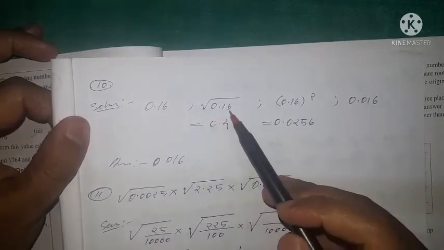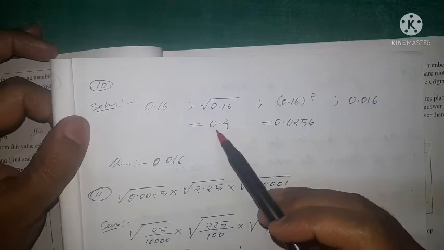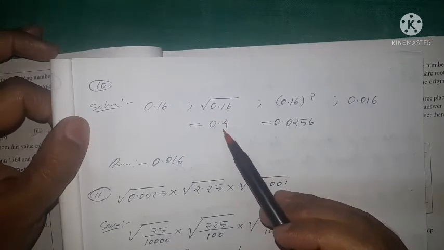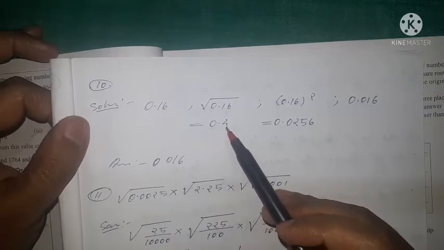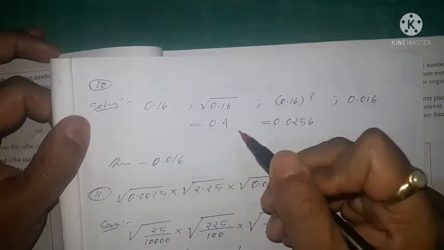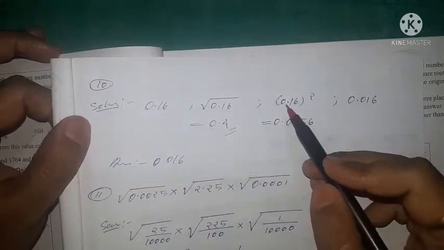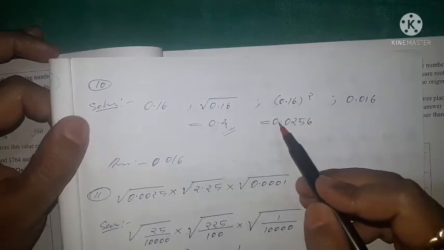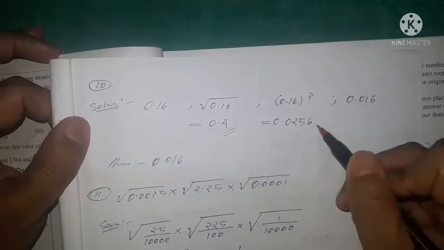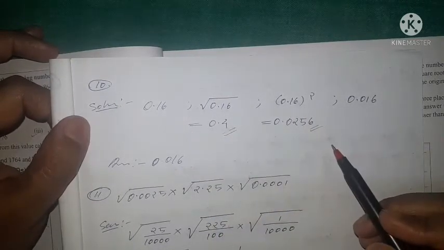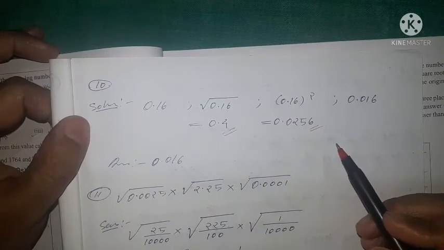Root over 0.16 means the square root of 0.16 is 0.4, since 0.4 into 0.4 is 0.16. Again, 0.16 whole square will be 0.0256. Hence these are the numbers. So we need to find the least among these.